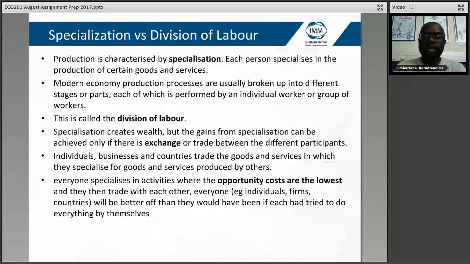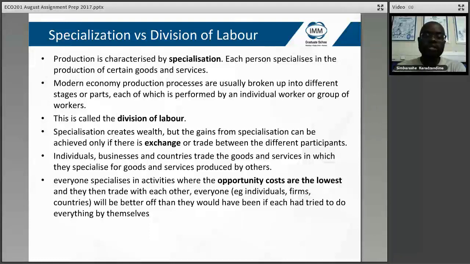It is also important to understand specialization and division of labor. When you look at production, it is characterized by specialization, whereby a person focuses on a particular production process in the production of goods and services. So modern economies, modern production methods are broken into parts. If you look at a car assembly, there are several jobs that are performed. So we divide those jobs into stages or parts. So that is what we refer to as division of labor.